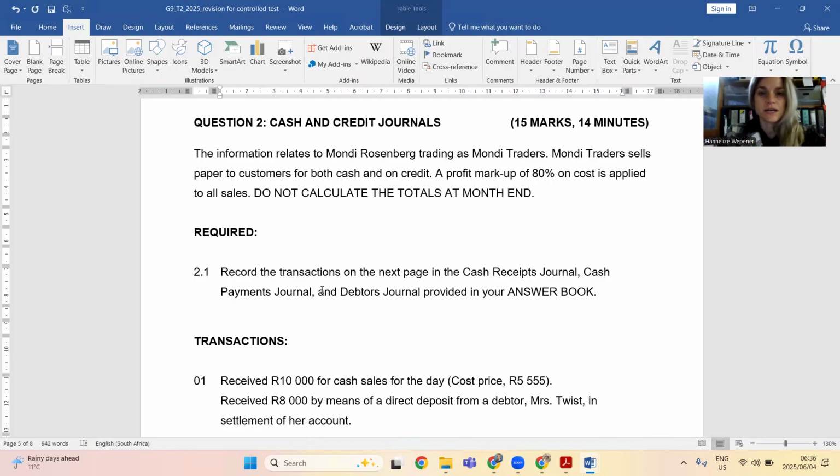So the information relates to Mondi Traders, and we sell paper to customers for both cash and then on credit as well. And we use a markup of 80% on cost. Do not calculate the totals at month end, meaning once you are done with all of your transactions within your journals, please don't total your columns.